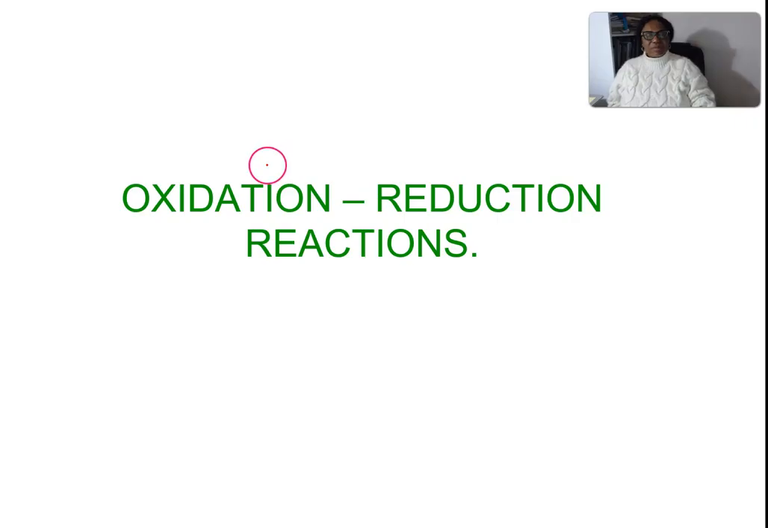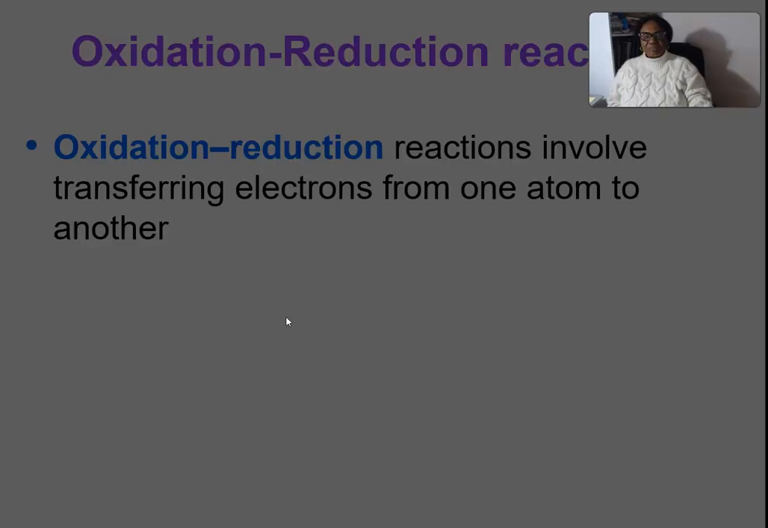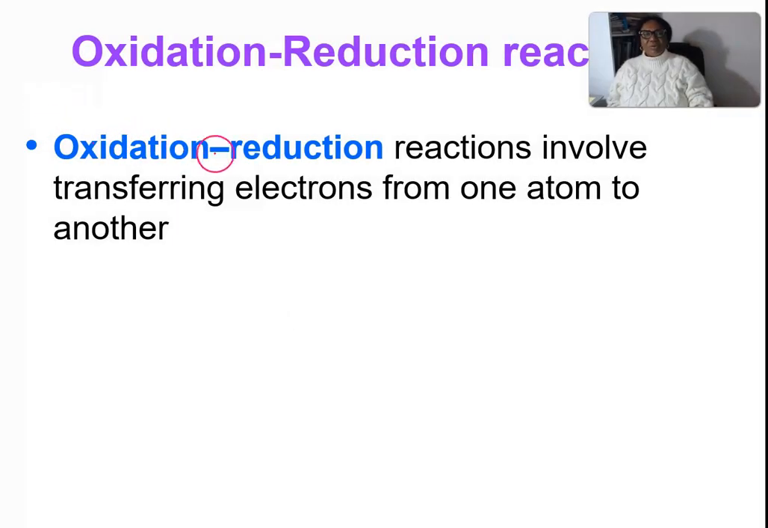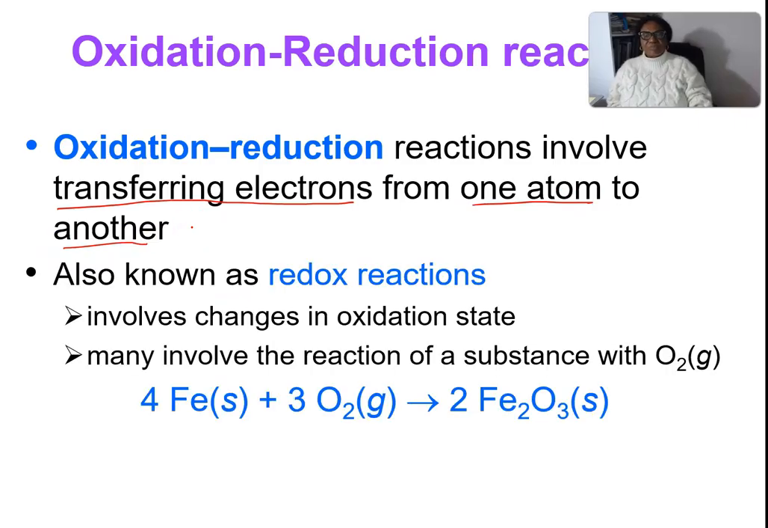Continue with types of reaction. Now let's look at oxidation reduction reactions. Oxidation reduction reactions involve transfer of electrons from one atom to another, also known as redox reactions. This reaction involves changes in oxidation state, charges.